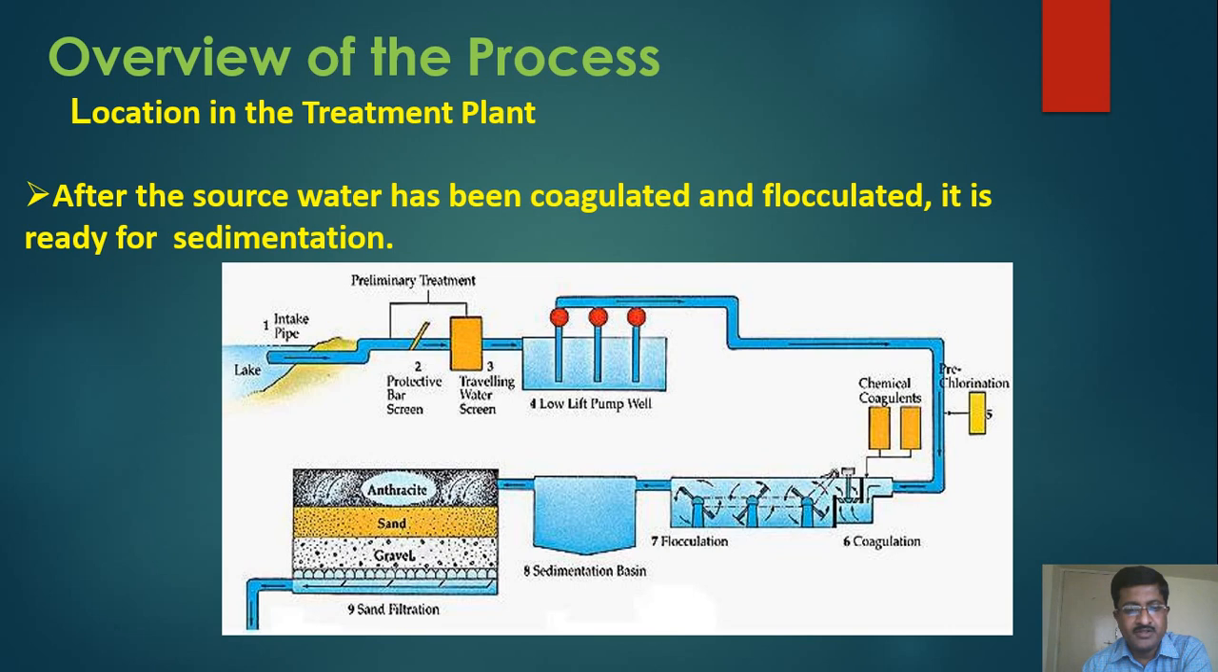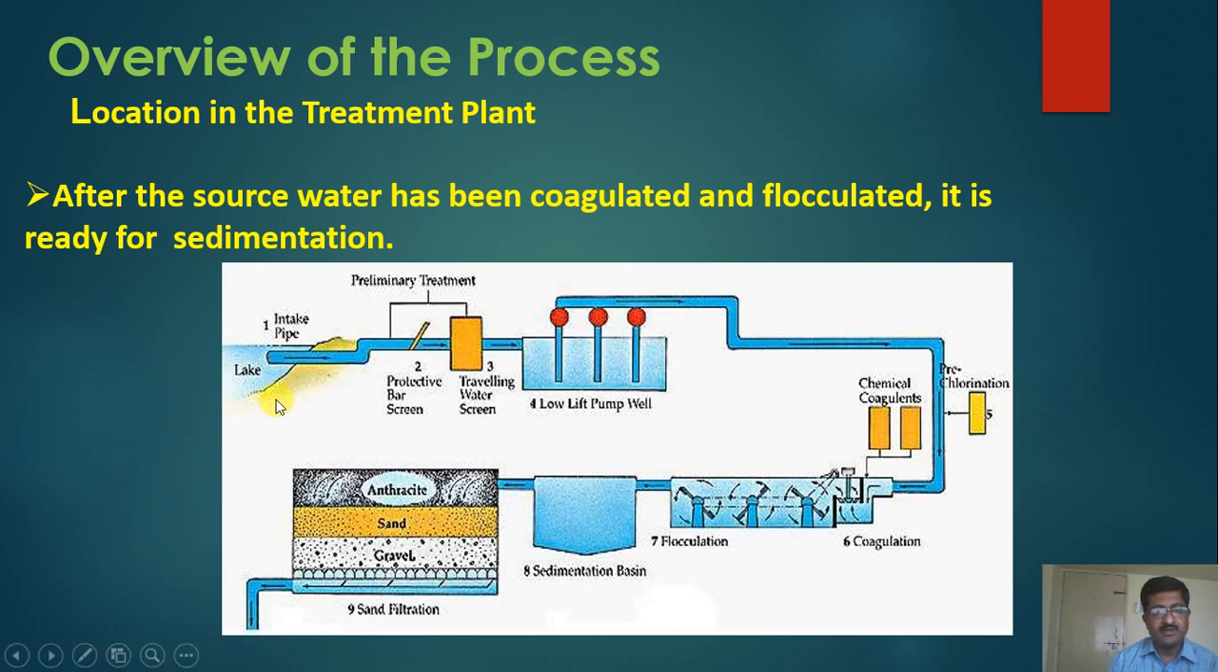Now, what is the sedimentation process and what is its location in the water treatment plant? After the source water has been coagulated and flocculated, it is ready for sedimentation. In earlier sessions we have seen how coagulation and flocculation is carried out. Even after that, it is quite possible that small particles may still be present in the water, and they are required to settle down.